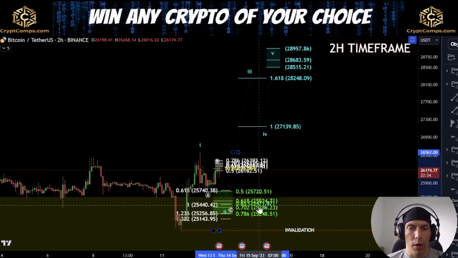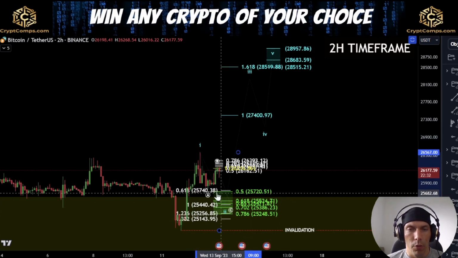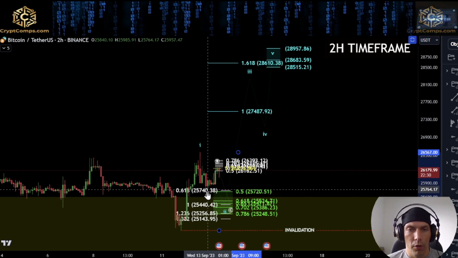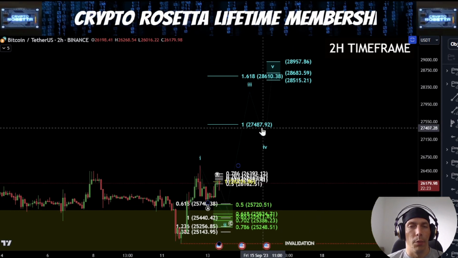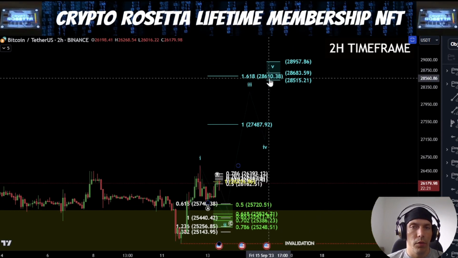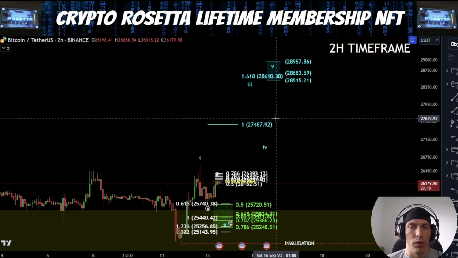So given our current low here, what we'd be looking for as a target would actually be this zone of this 27,487 if we see a direct push to the upside. If we do look for that impulsive target, it would be here at this 28,610.